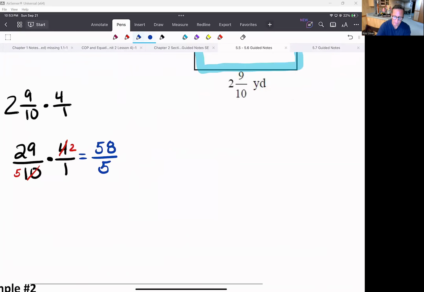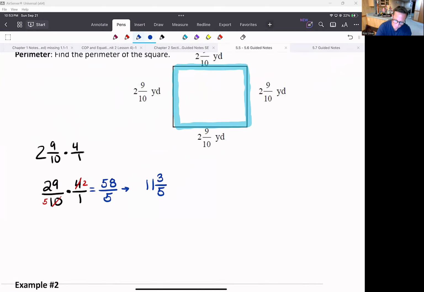All right, so 58/5. We change it back into a mixed number. We get 11 and 3/5, because 5 times 11 is 55, plus 3 is 58, and we get 11 and 3/5 yards.